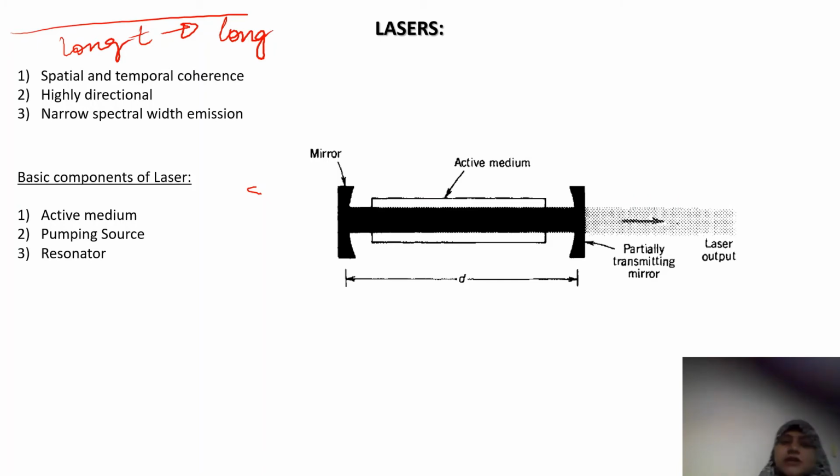Now this laser light is highly directional. What do you mean by highly directional? Let me give you a very simple example. Say you have a torchlight. Okay, this is my torch source.